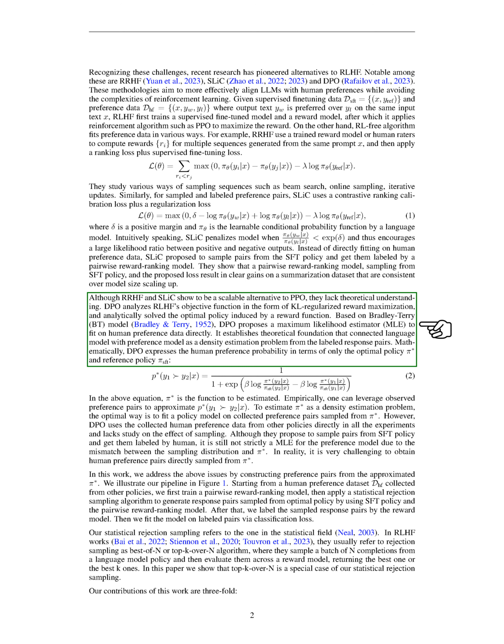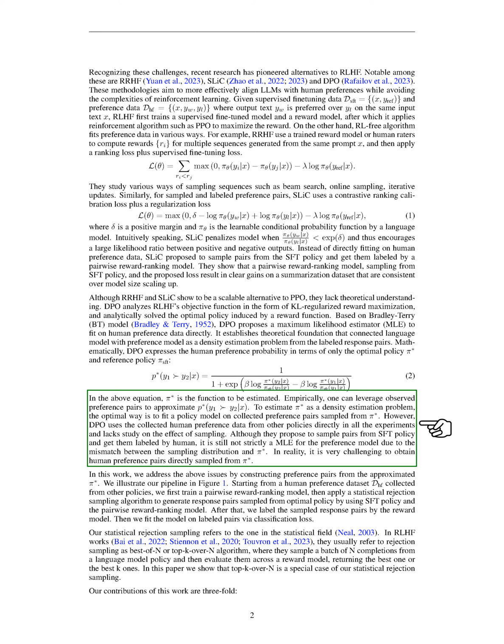DPO addresses this by analyzing RLHF's objective function in the form of KL regularized reward maximization, and analytically solving the optimal policy induced by a reward function. DPO proposes a maximum likelihood estimator to fit on human preference data directly. It establishes a theoretical foundation that connects language model with preference model as a density estimation problem from the labeled response pairs. DPO expresses the human preference probability in terms of only the optimal policy and reference policy.